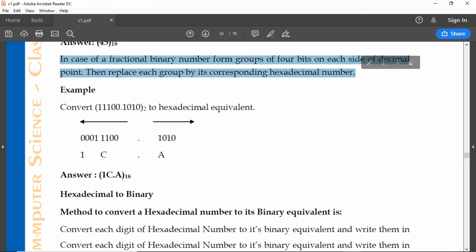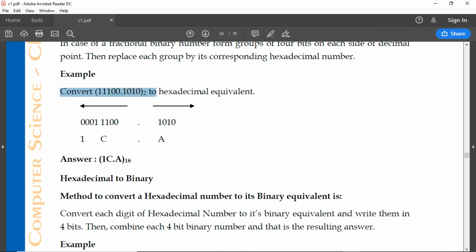Example. Convert 11100.1010 base 2 to its hexadecimal equivalent. 0001 1100 . 1010 gives 1C.A. Answer: 1C.A, base 16. Hexadecimal to binary.